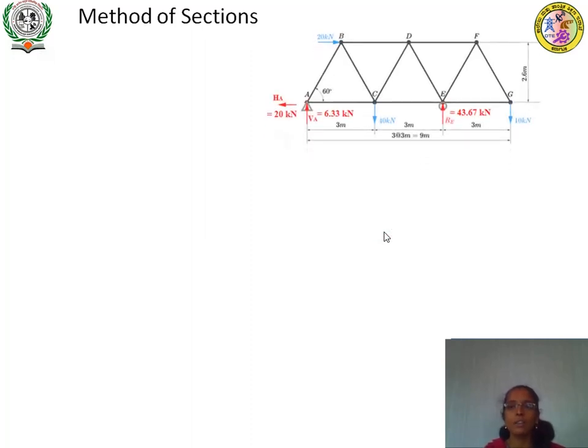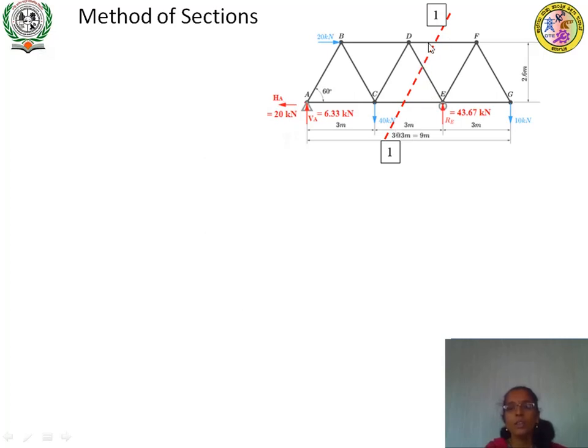Next we'll go for the method of sections, where we have to find the forces in members CE, DE and DF. Therefore we have to consider a section in such a way that it cuts the required members DF, DE and CE. So we will consider a section like this, section 1-1, which cuts the required members.